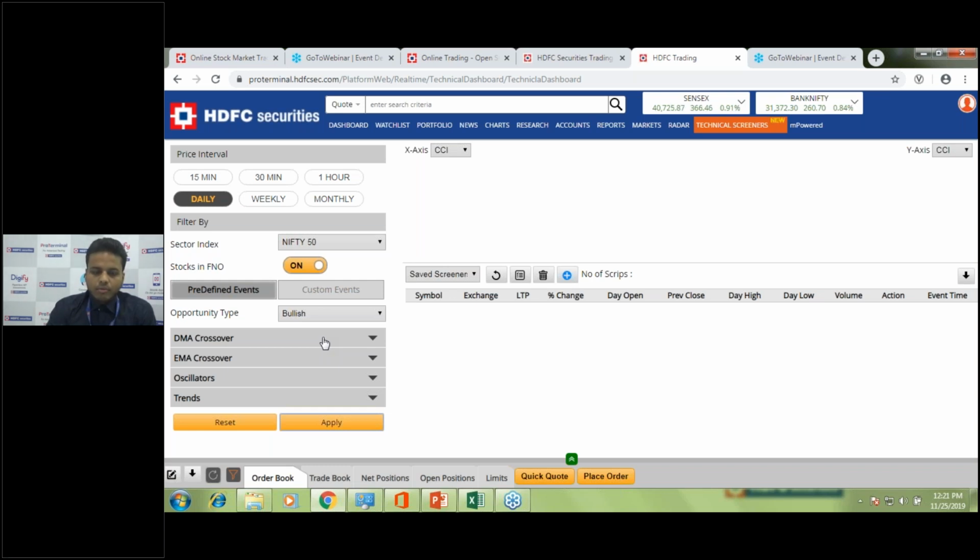But overall, to use it very well, you should have some information on oscillators, trend based indicators, and moving averages. The technical screener is for the technical trader, the trader who uses technical analysis for trading purposes. So if someone doesn't have the basic information of technical analysis, then he might not be able to use it for its full benefit.